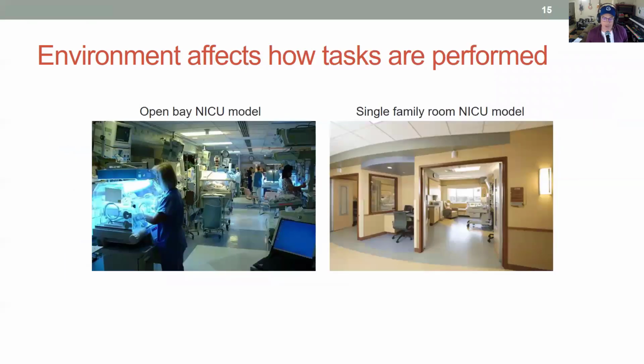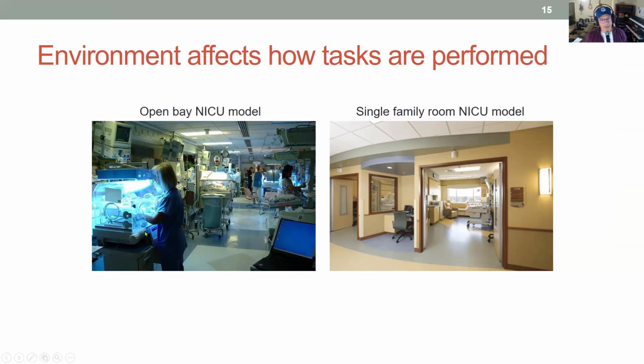I also have this example from some research that we did at A&M 6 or 7 years ago, where we were looking at neonatal intensive care units. Take a minute and think about how, if the task of a NICU nurse is to maintain awareness of the health state of all of these infants, then how would this open bay model support that? Well, you can see across the room all 15 infant patients in the incubators.